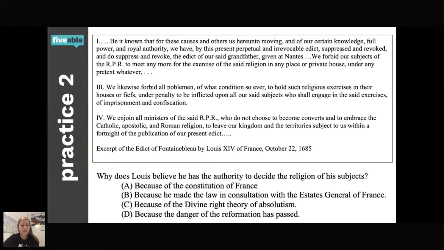Question number 2, why does Louis believe he has the authority to decide the religion of his subjects? A, because of the Constitution of France. B, because he made the law in consultation with the Estates General of France. C, because of the divine right theory of absolutism. D, because the danger of the Reformation has passed. A, B, C, or D, number 2.